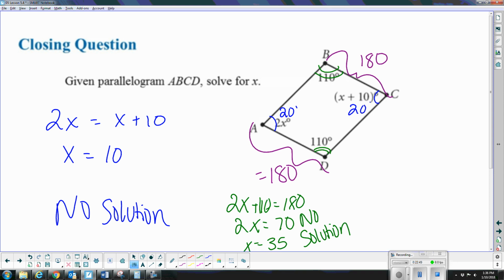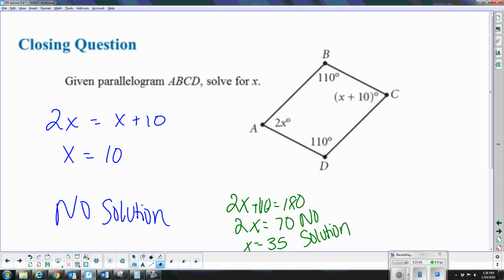Because if x equals 35, then this angle is 45, and this angle is 70. Those are not congruent. And then you could do the same thing with 360 degrees. But again, here, you know that there's no solution.